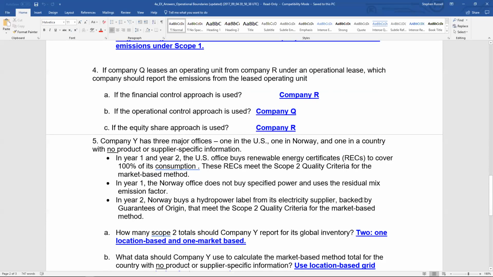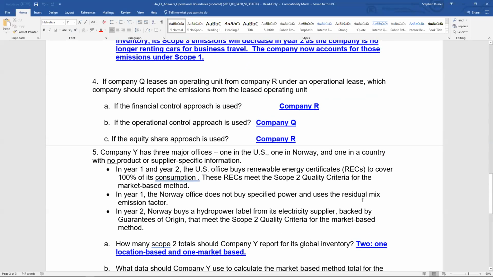Let's look at the fourth question here. This concerns leasing assets and understanding under which scope the leased assets' emissions would fall. Here, it's important to bear in mind both the organizational boundary approach used and the type of leased assets. So if the financial control approach is used, then company R would account for the emissions because it's using an operational lease. If the operational control approach is used, company Q would account for it. And if the equity share approach is used, company R would account for the emissions.